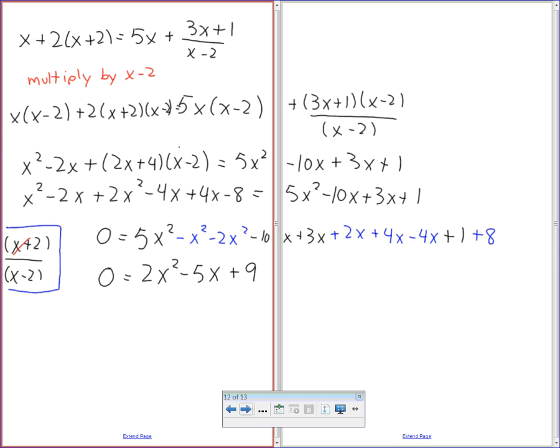How do you finish this question? Factor. What multiplies to 18 and adds to 5? Negative 5. The answer is nothing. So if nothing factors it, what do we do? Quadratic formula. Okay, I hate the quadratic formula.